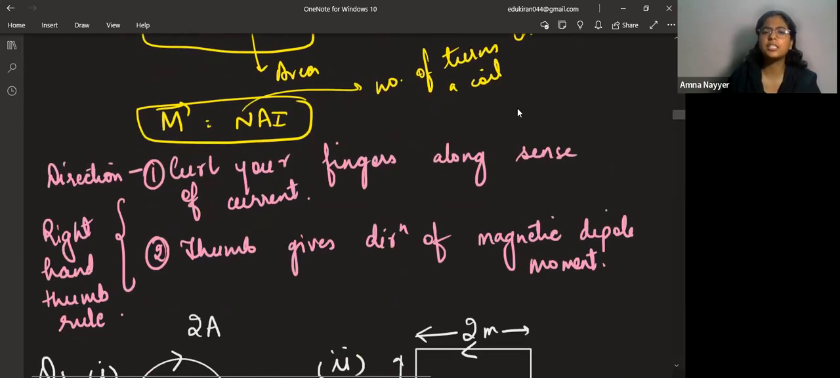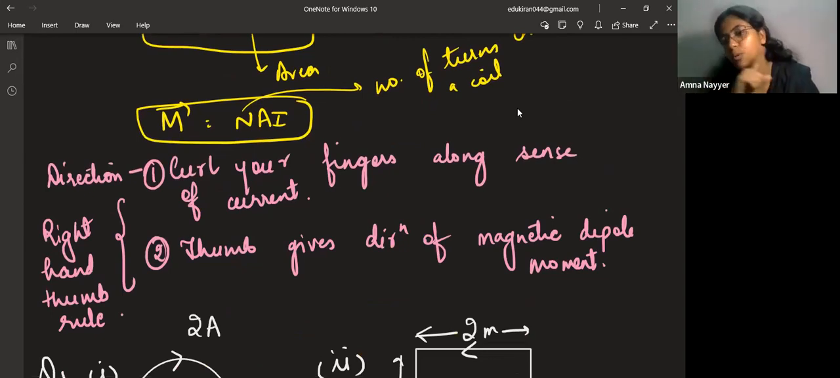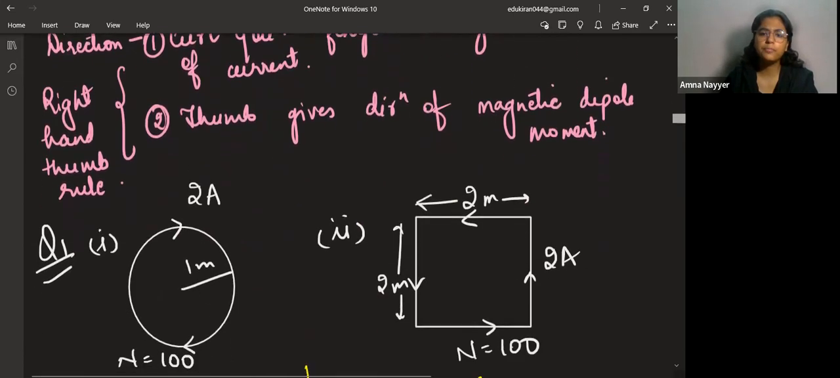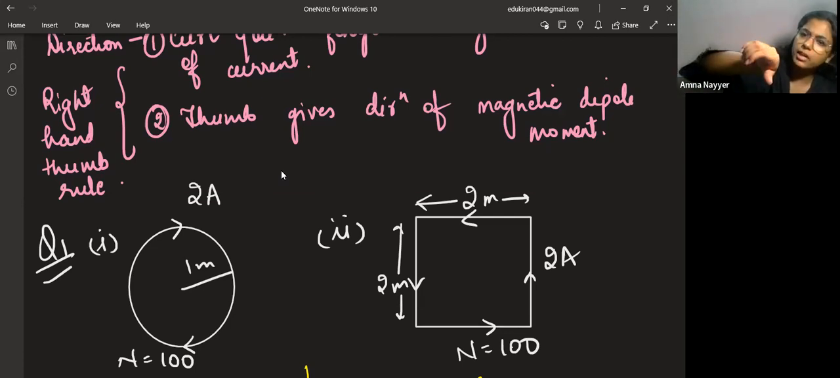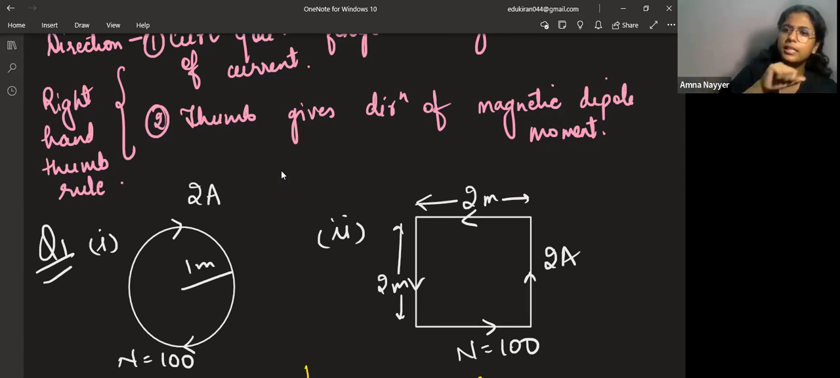Now direction. Direction is again, wherever the current is moving, you have to curl your fingers, and the thumb gives you the direction. This is the exact direction which we have seen for the magnetic field for a circular coil. Suppose I give you this first figure. I'll move my right hand along the sense of current. Where is the current moving? Current is going clockwise. So I'll also curl my fingers clockwise.